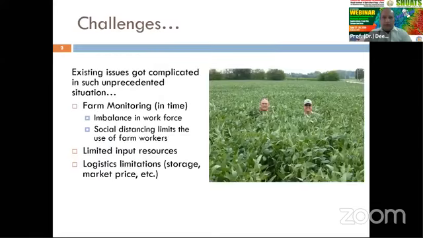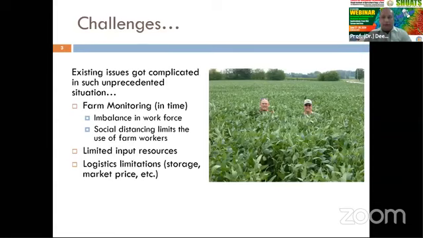So first of all, let's see some challenges. These are existing challenges, and in this particular situation in the COVID era, things have got more complicated. The most important thing is farm monitoring, our agricultural field monitoring. In India, normally, we believe a lot in going to the field, seeing the field through our eyes, and just checking on a regular basis whenever it's possible.